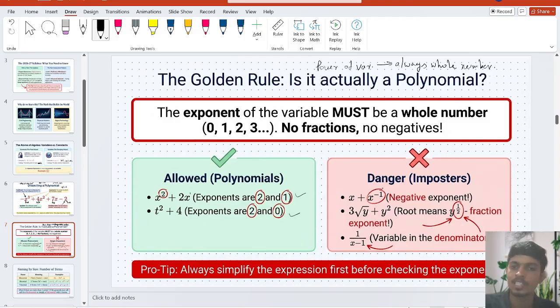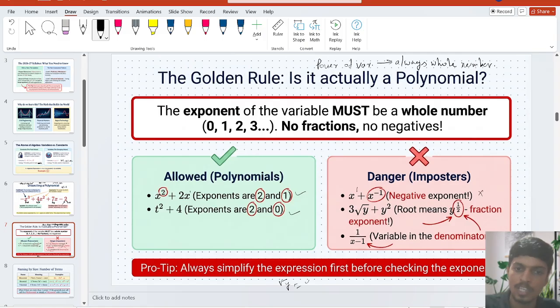What about x plus x raised to the power minus 1? Here the power is 1, but here the power is minus 1. X to the power minus 1 means minus 1 is not a whole number, so this is not a polynomial in x. And here you have 3 root y plus y square. You know that root y means y raised to the power 1 by 2, and 1 by 2 is not a whole number. So this expression is not a polynomial in y.